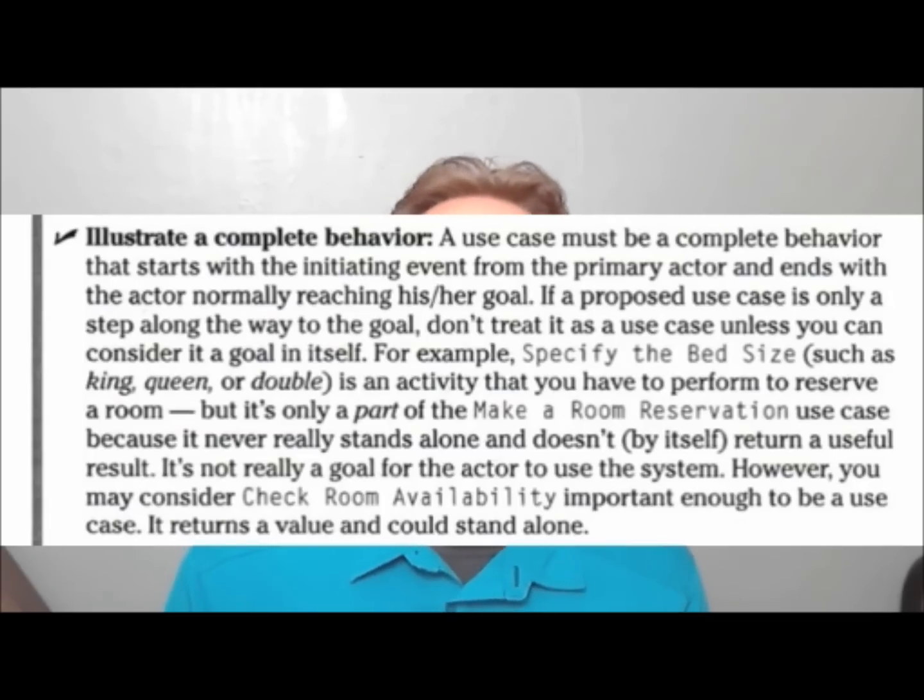As this slide says here, specifying the bed size when you're booking a room between king, queen, and double, that's just part of making a room reservation. So you would hide that complexity within make a room reservation. You wouldn't have a use case of specifying the bed size. That just wouldn't make any sense.